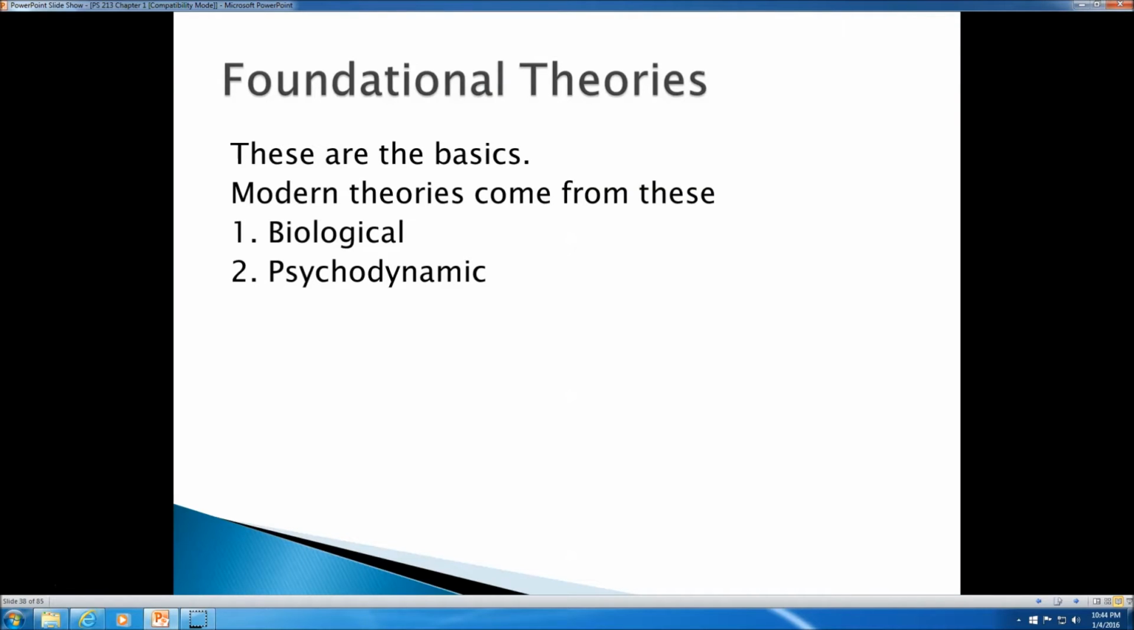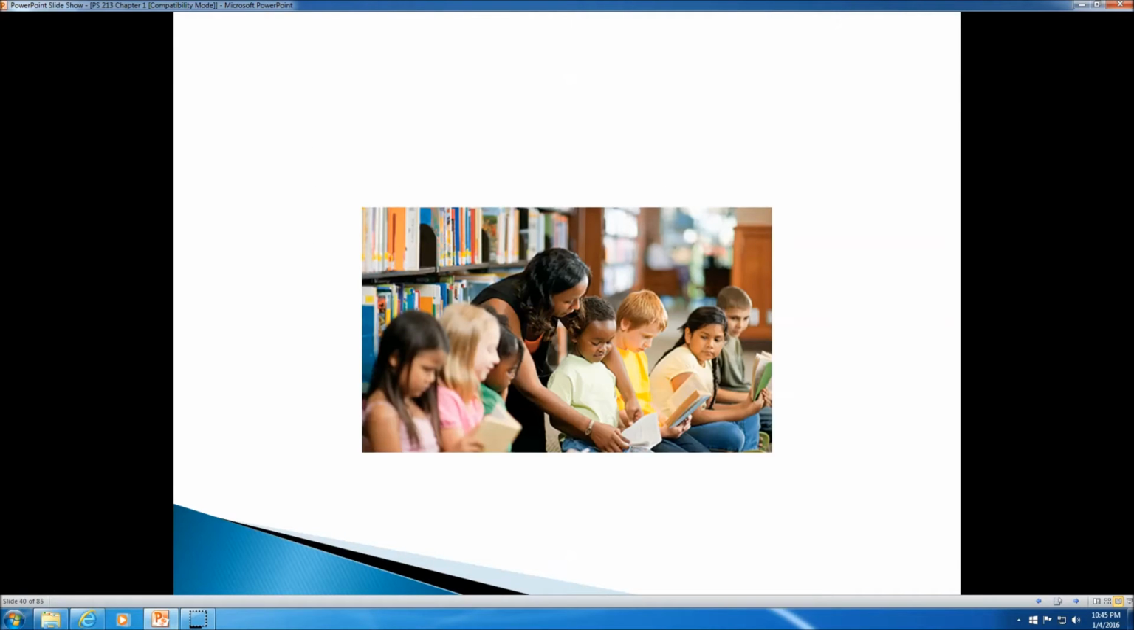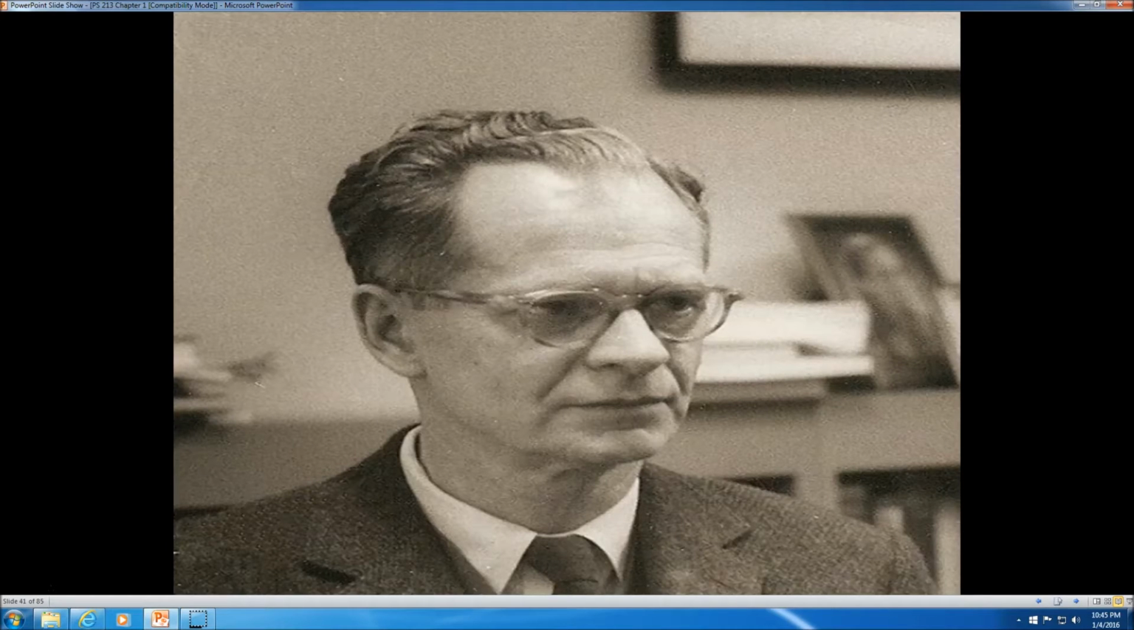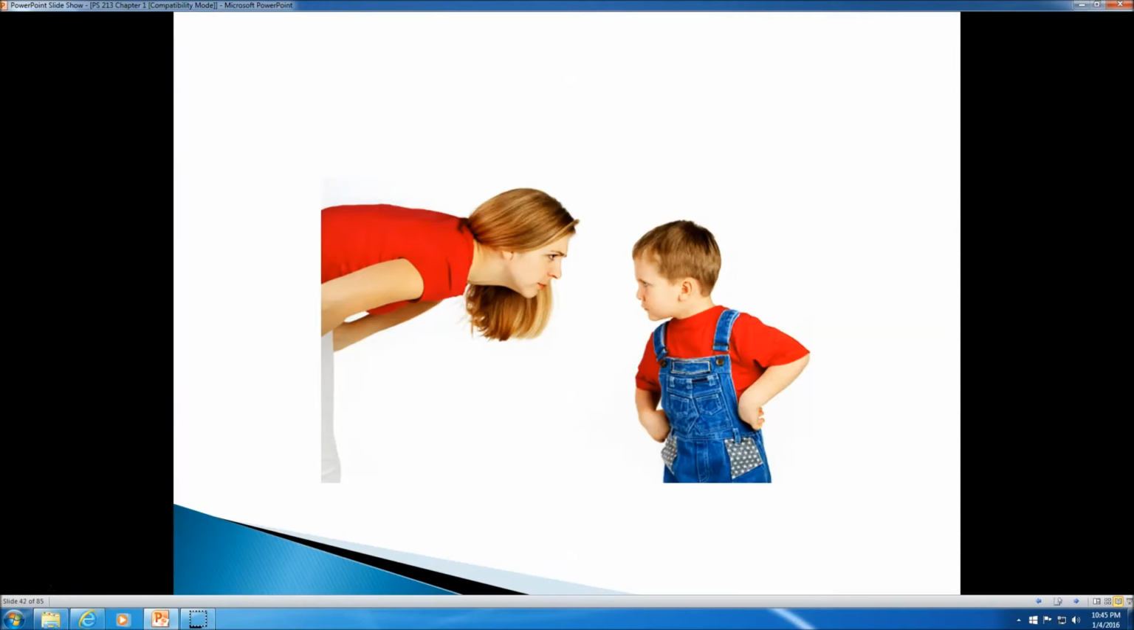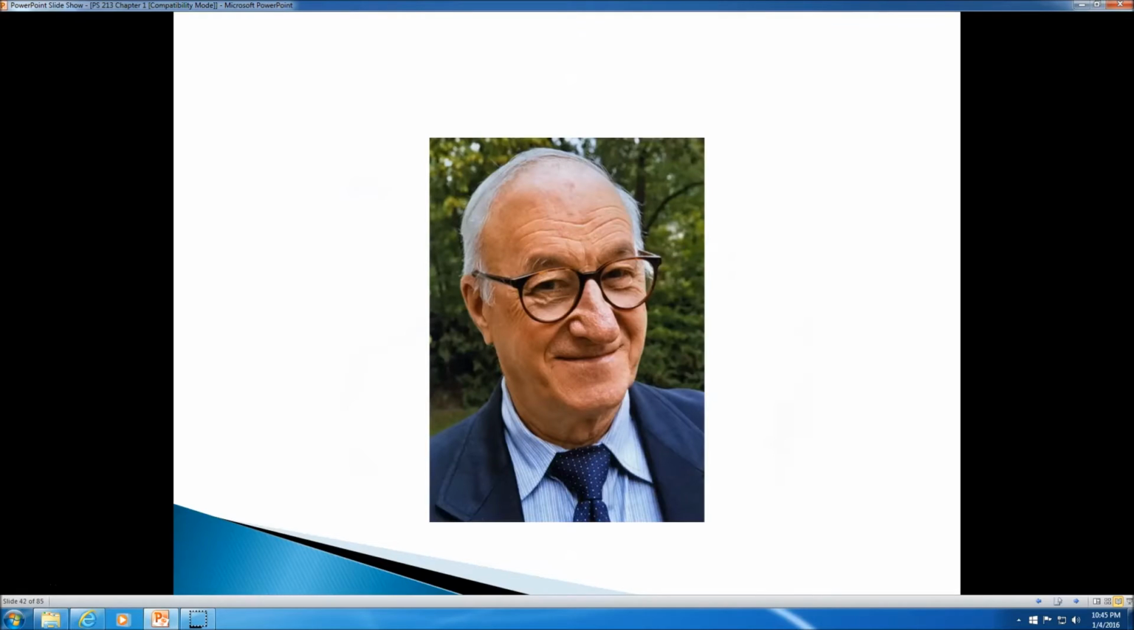A third theory is learning. In contrast to a biological approach, learning theory is purely about experience and the environment. B.F. Skinner is famous for discussing how reinforcement and punishment shape the child and his behavior.